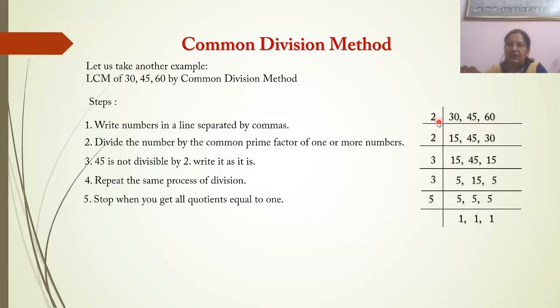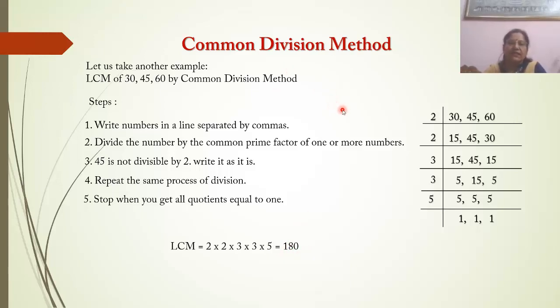We have divided it by 2, and we get the new numbers. Again we will divide by its prime factor till we get the answer 1, 1, 1. So we stop when we get the quotient equal to 1. Now the LCM of these three numbers is 2 into 2, 3 into 3 and 5, which is equal to 180.